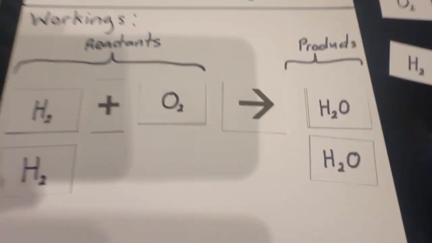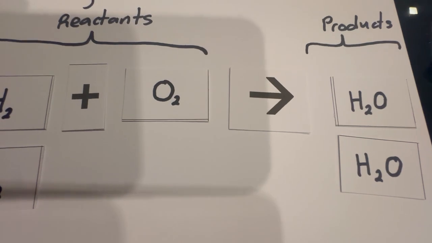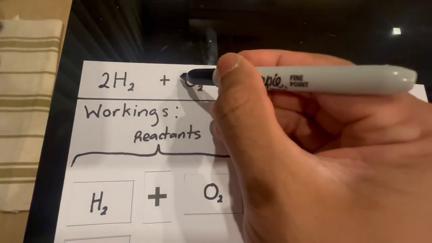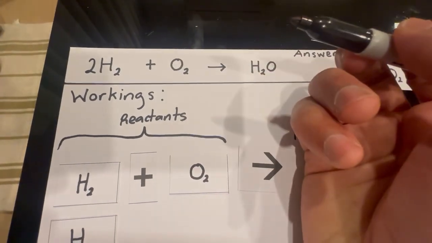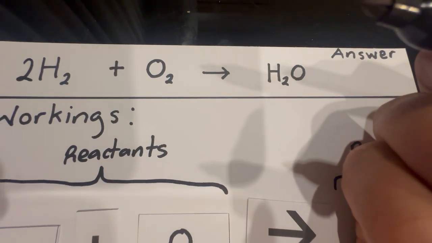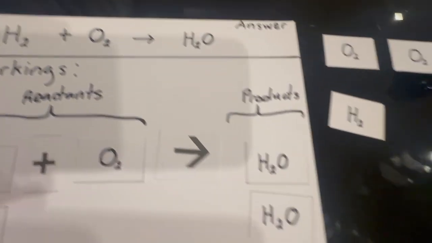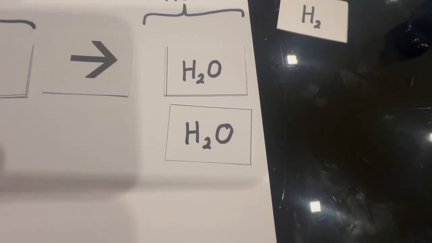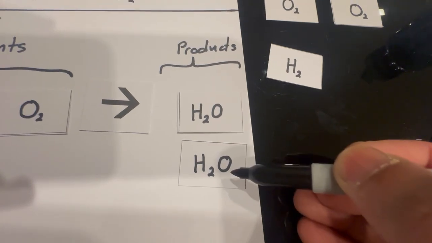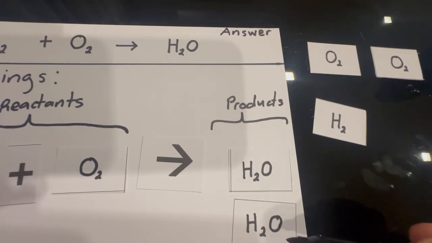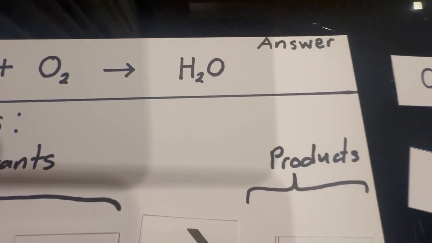How many O2s do I have? 1. I could write a 1 here, but there's no need to, because on its own, it looks like there's just 1 O2. And then how many H2Os do I have? 2. 1 here and 1 here. So what would I do then to show that in this equation? Where would I put the 2?